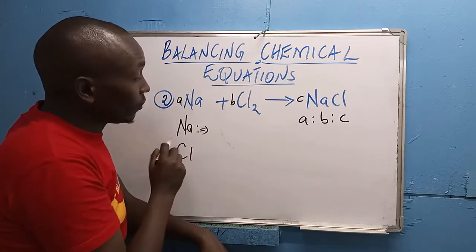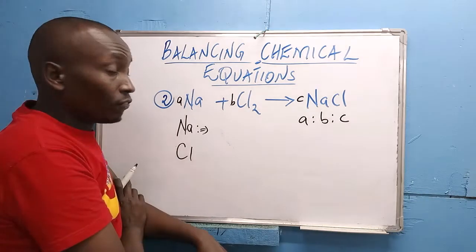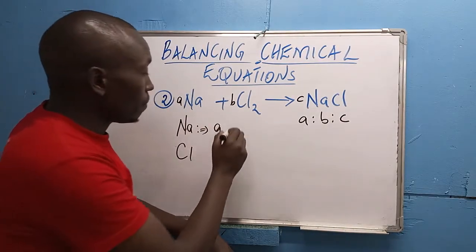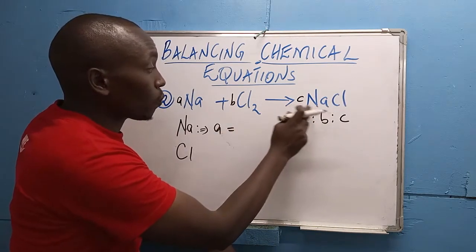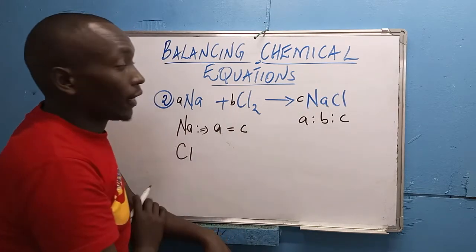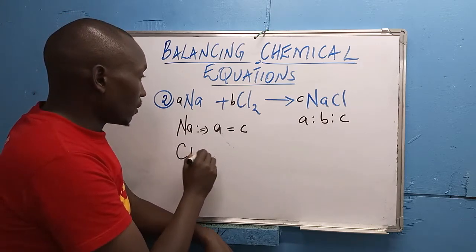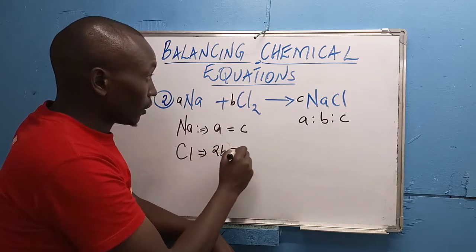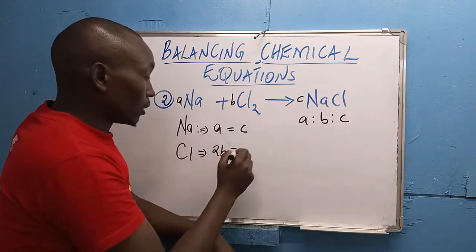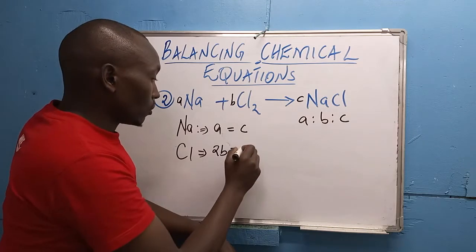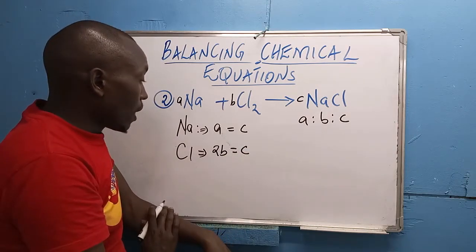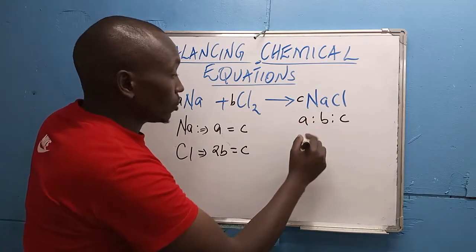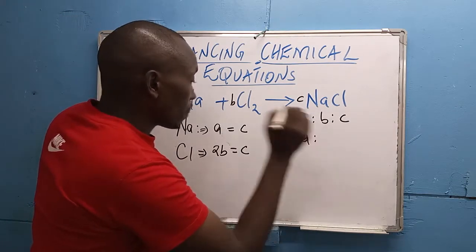Now, I can argue it out. Sodium on my left-hand side is 1 sodium atom times A, so A of them must be equal to 1 times C, so A is equal to C. Then with chlorine, it will be 2 times B, and 2B is equal to 1 times C, so it equals C. Having done that, now I can get the ratios. I am trying to find this ratio. A will just remain A.